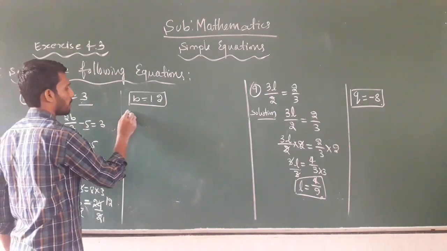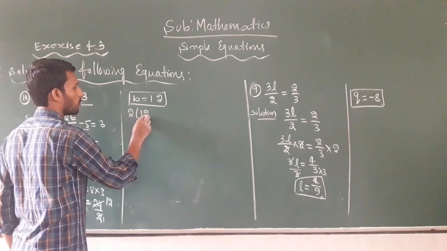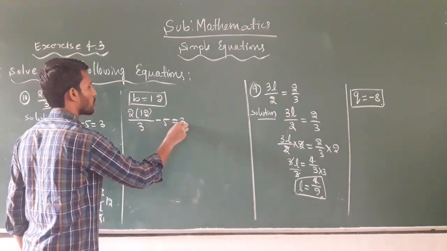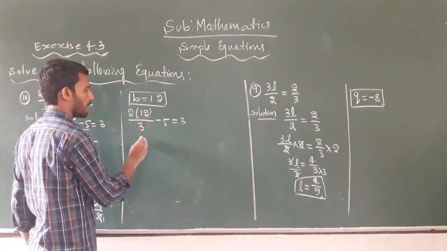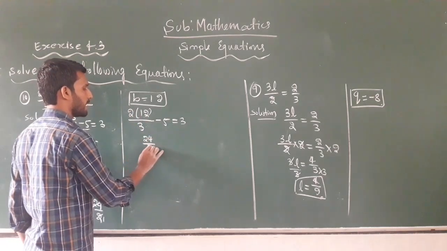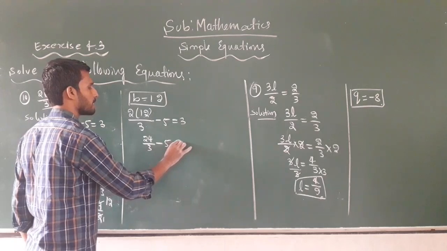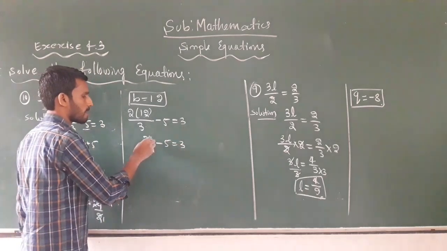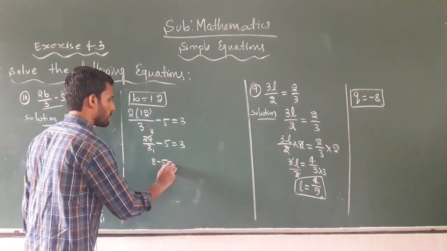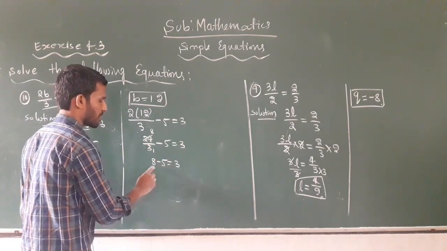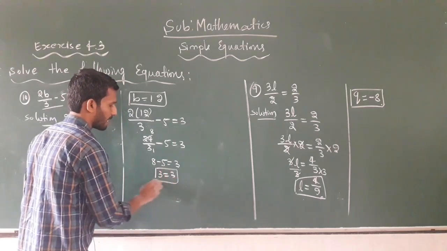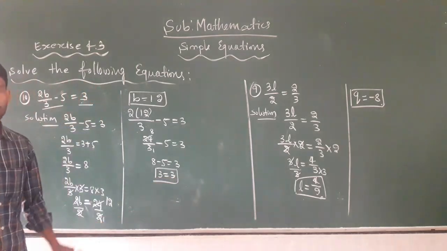To check whether this equation is satisfied or not, I am putting this b value in the equation. 2 into 12 by 3 minus 5 is equal to 3. Now when we multiply, 12 into 2 is 24 by 3 minus 5 is equal to 3. Here 3 1s are 3, 3 8s are 24. Now 8 minus 5 is equal to 3. When we do the subtraction, 8 minus 5 is 3. LHS and RHS both are equal. Then we can say this equation is satisfied.